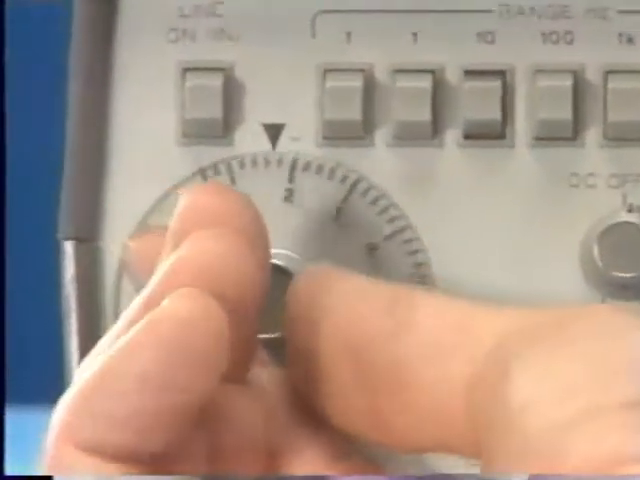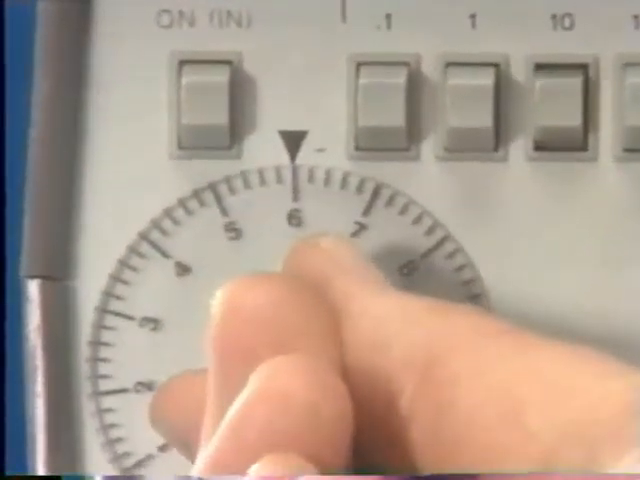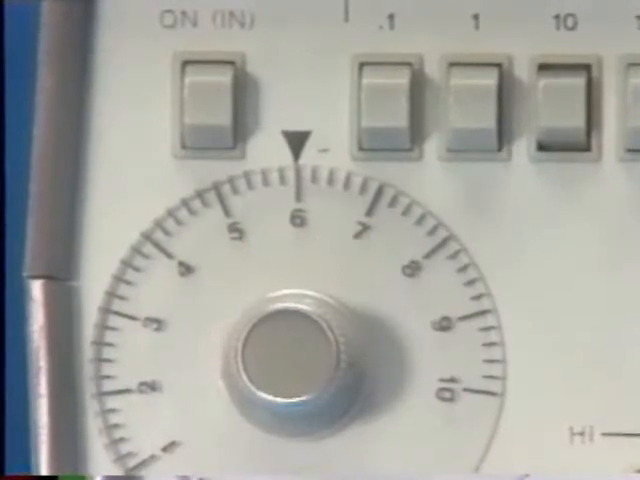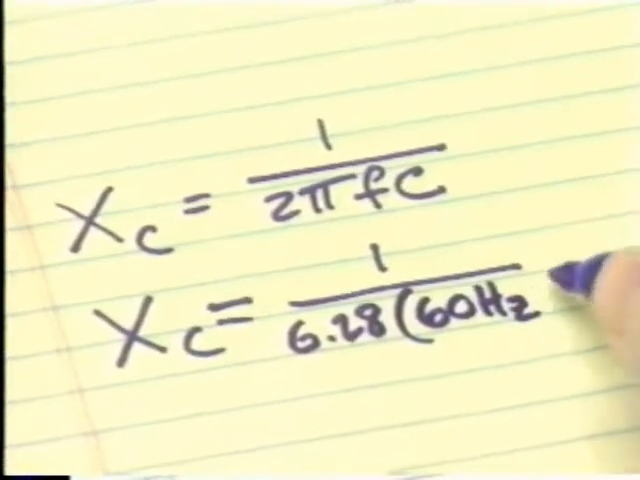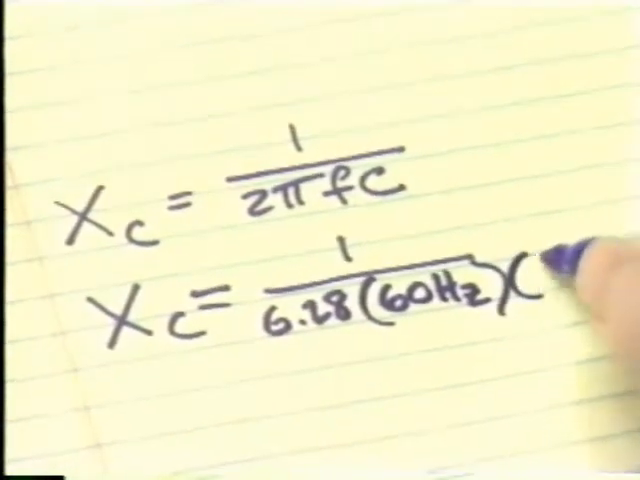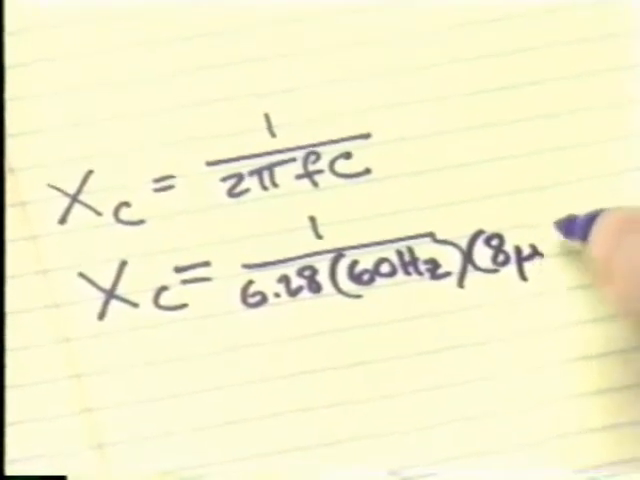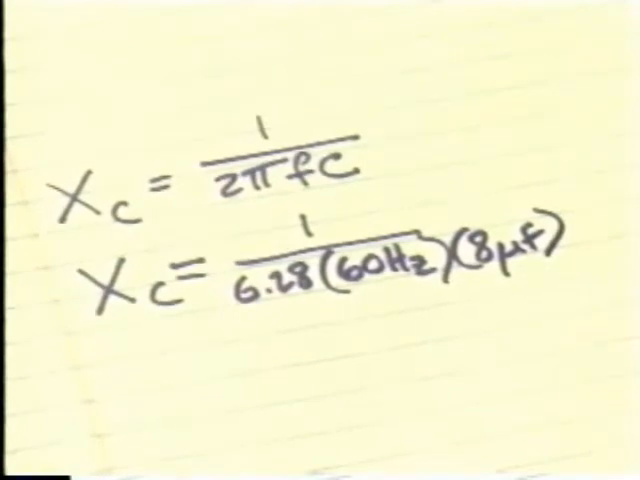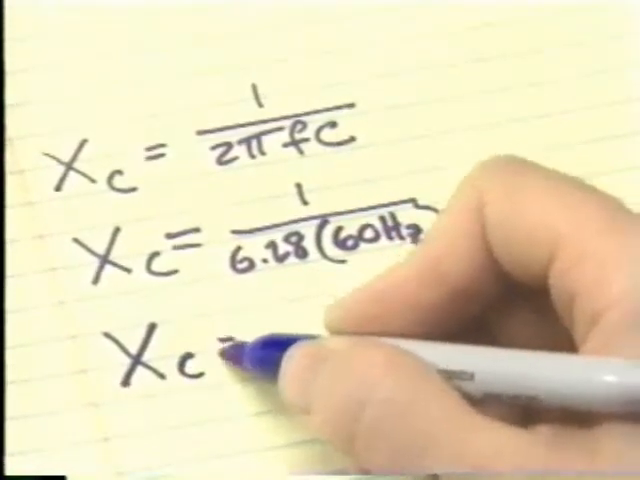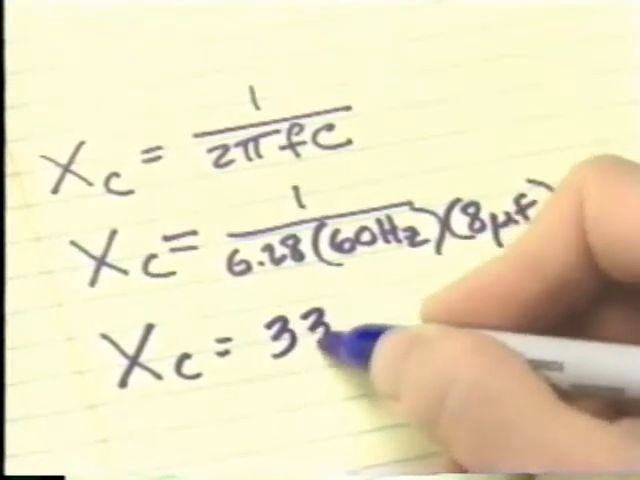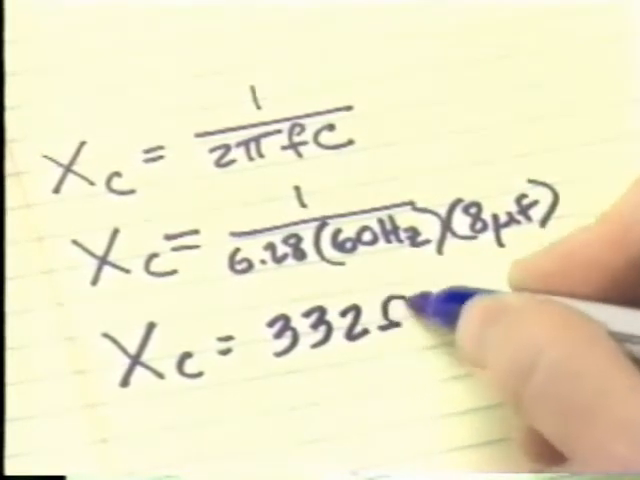Let's say that an 8 microfarad capacitor is connected to a 60 Hz voltage source. The first step in using the formula is to substitute the values. Now solve the equation. 1 divided by 6.28 times 60 Hz times 8 microfarads yields a capacitive reactance of 332 ohms.